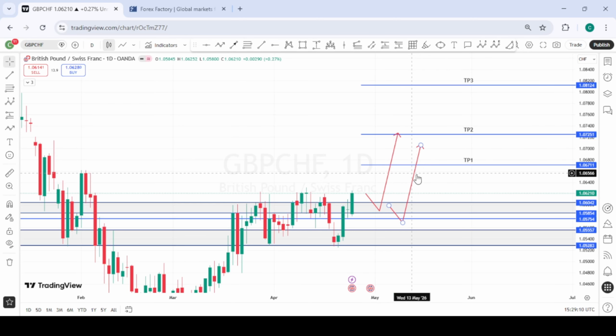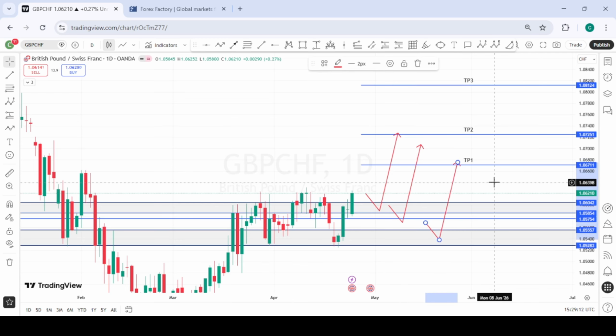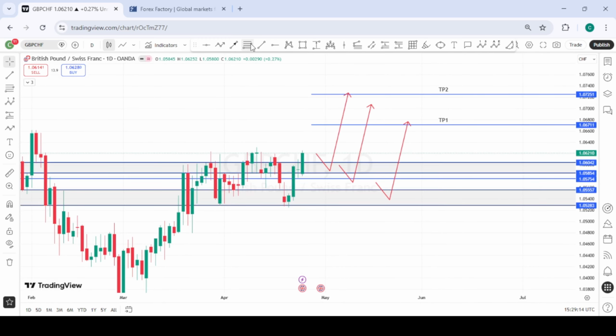Should it come to the third zone below and give us confirmation, we'll still be interested. This can only be invalidated, or this can only be considered very bearish, if price is able to clear these daily structures we have here to the downside and come for a retest and continue to the downside. So we are very bullish on GBPCHF for the coming week.